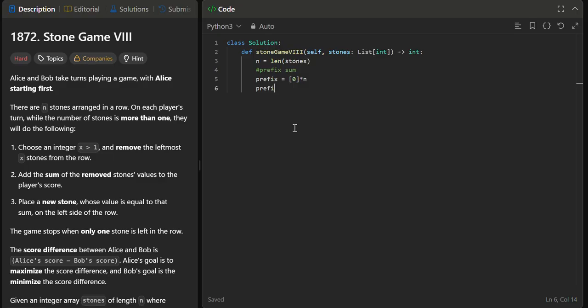Prefix of 0 equals stones of 0. For i in range 1 to n, prefix of i equals prefix of i minus 1 plus stones of i.